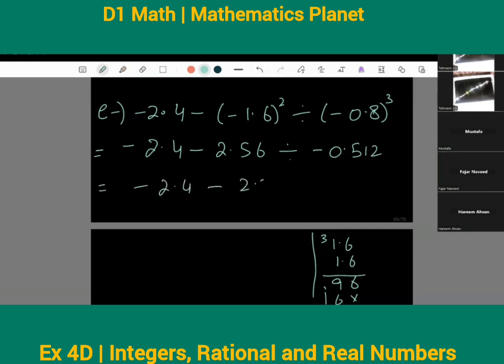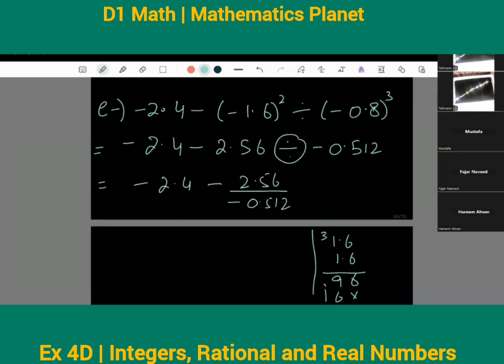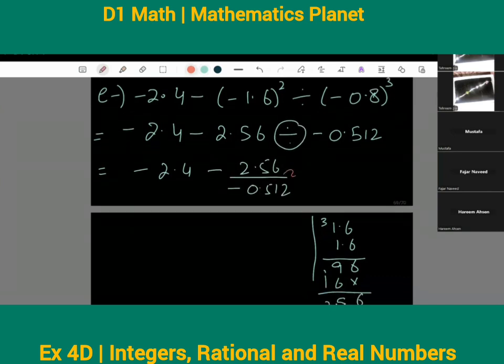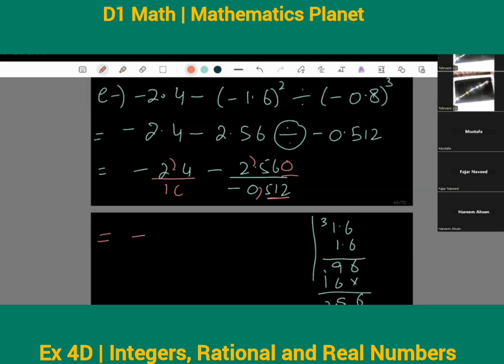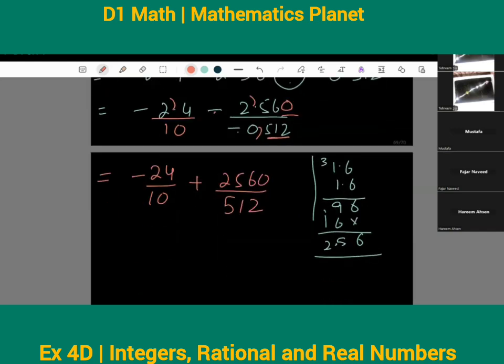-2.4 -2.56 डिवाइडेड बाय -0.512. इस डिवाइड को मैंने इस तरह क्वेश्चन की फॉर्म में लिखा है. अच्छा, अब इसके बाद हमने देखा कि नीचे डिनोमिनेटर में 3 नंबर्स के बाद डेसिमल, ऊपर 2 नंबर्स के बाद डेसिमल है तो 0 लगा दिया और ये डेसिमल खत्म हो गए. तो -2.4 को भी खत्म कर दिया, यहाँ 10 लगा दिया. तो -24/10, यहाँ माइनस माइनस प्लस हो गया. 2560 डिवाइडेड बाय 512. ये आपके पास फाइनली आ गया.